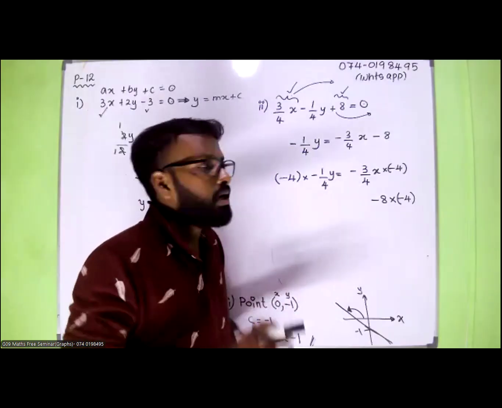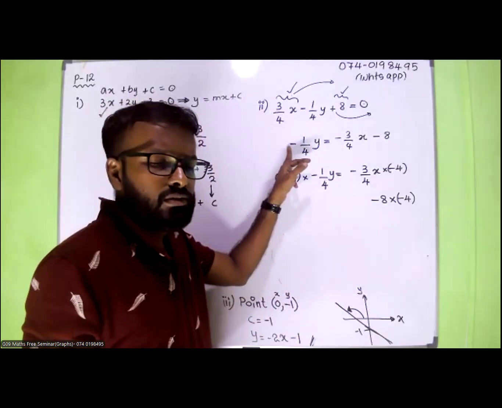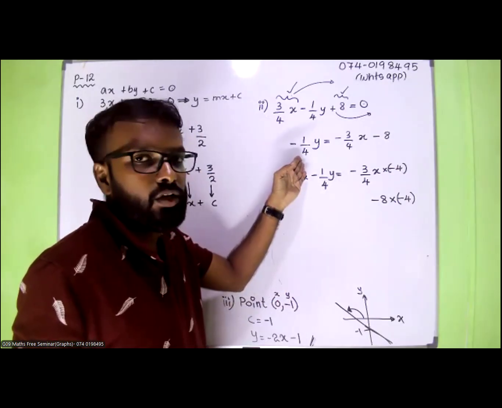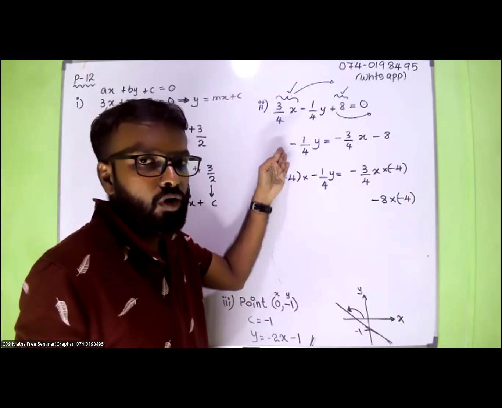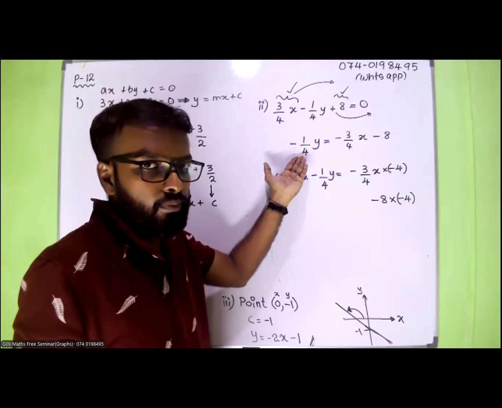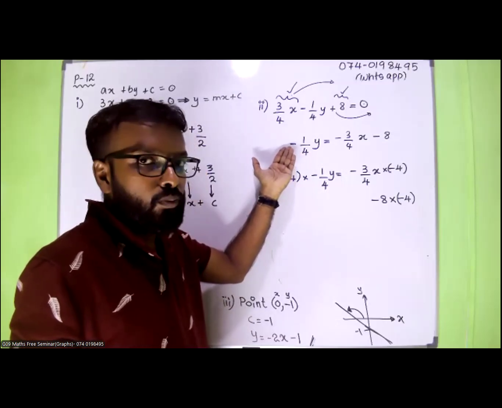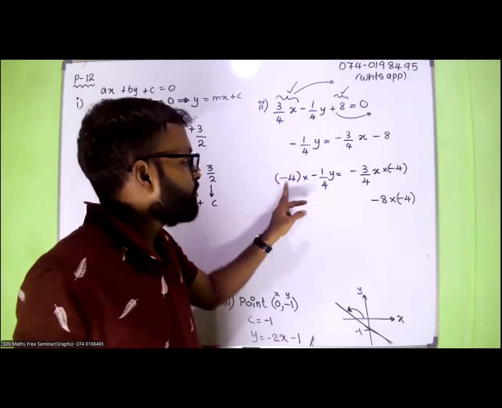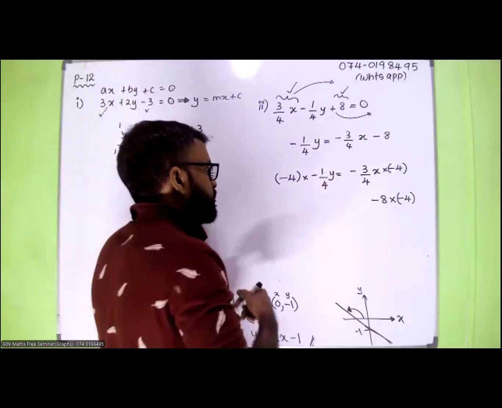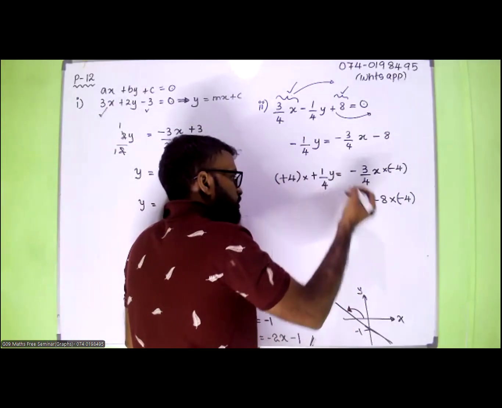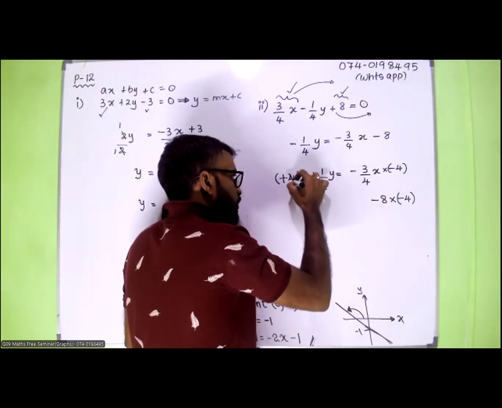Don't think too much. I need to remove the minus sign. I need to remove the 4. 4 is in the denominator, so I need to multiply each and every term by 4 if I want to remove this 4. And if I want to remove minus, I need to multiply each and every term by minus as well. So I use minus 4 at once. So minus into minus, positive. 4 times 1, 4 times 1.